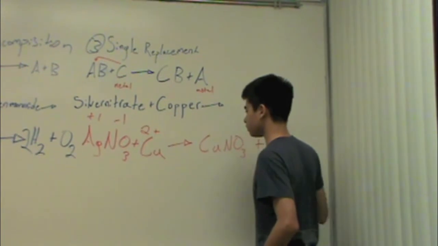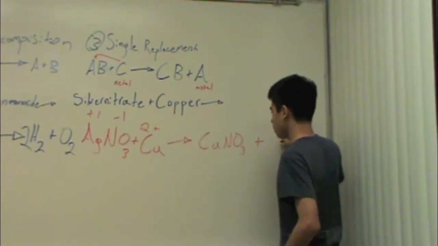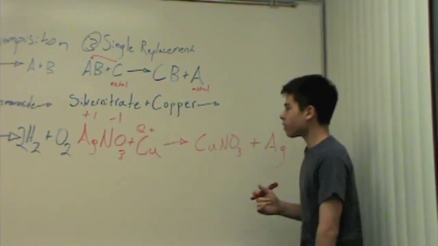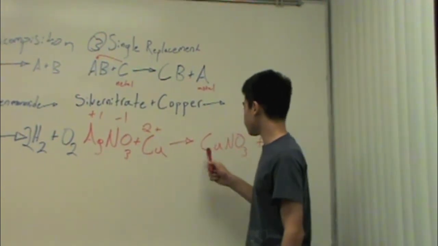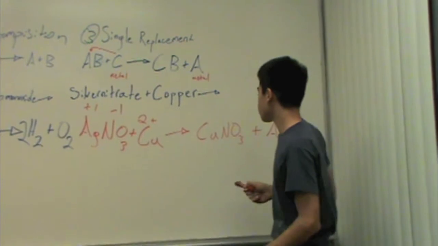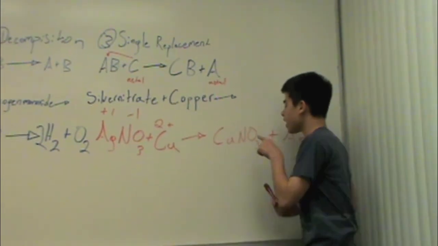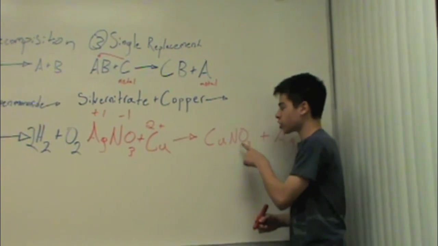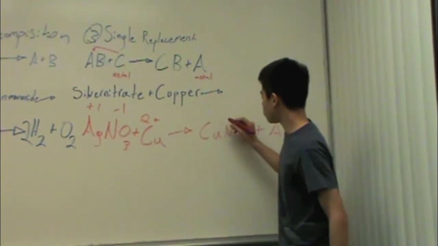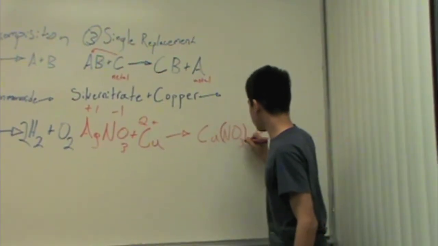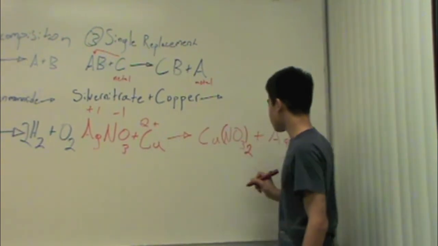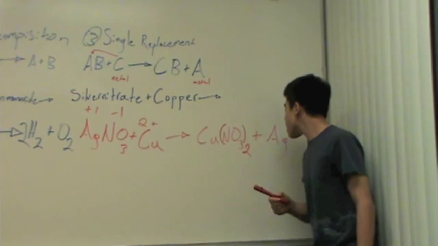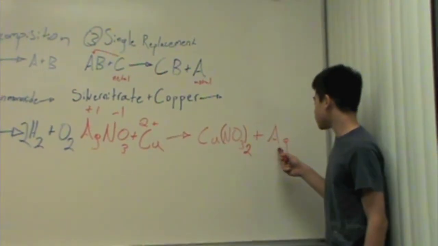And silver metal is going to come out. But this is not correct. Remember that copper has a charge of +2, and this only has a charge of -1. But the net charge is going to have to be 0. So in order to do that, we're going to put a 2 here. Now this is -2, this is +2, it equals 0, and it's happy. And our silver has come out.